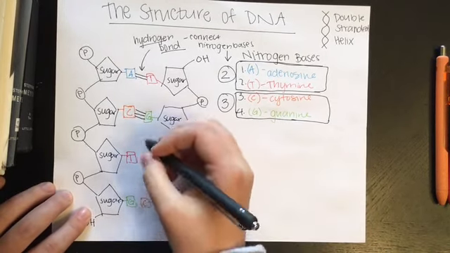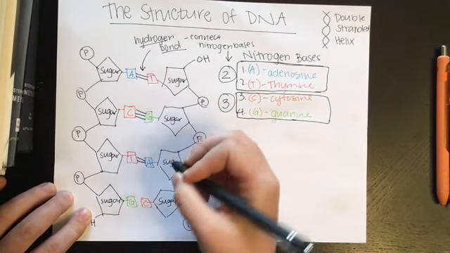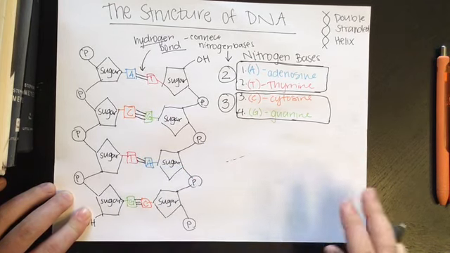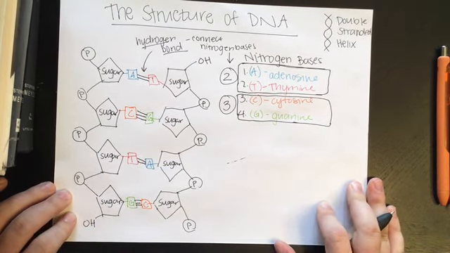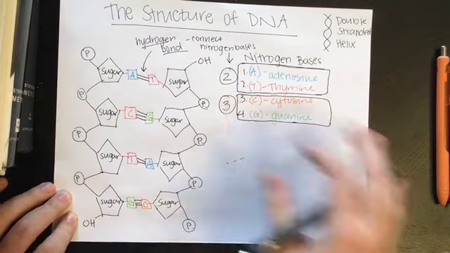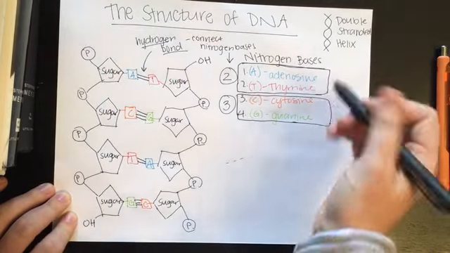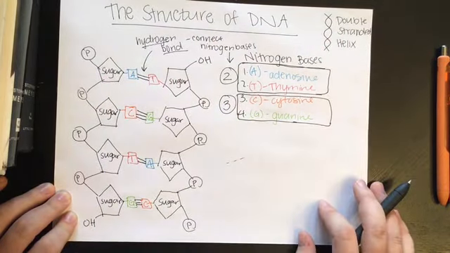All right, so let me just finish up drawing my hydrogen bonds, 2 for T and A and 3 for G and C. And that is the gist of the structure of DNA. Once all this is created, it's going to twist and look like that. That is it.